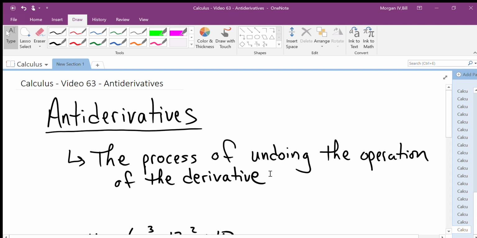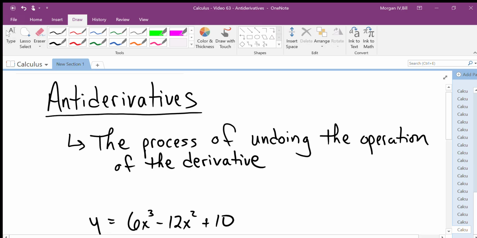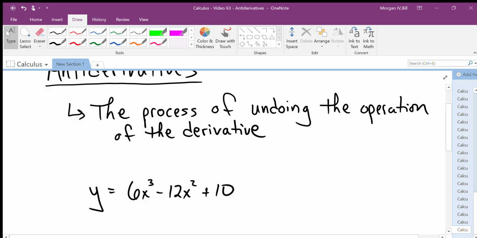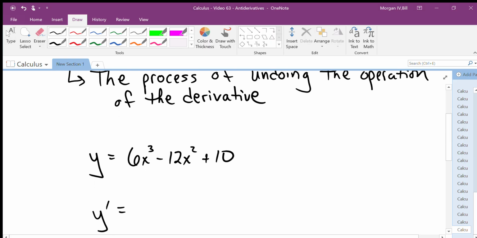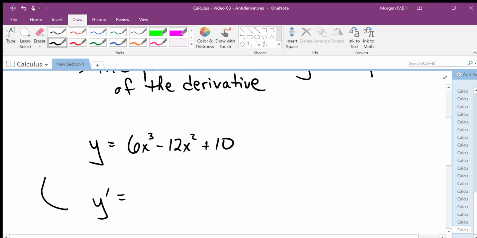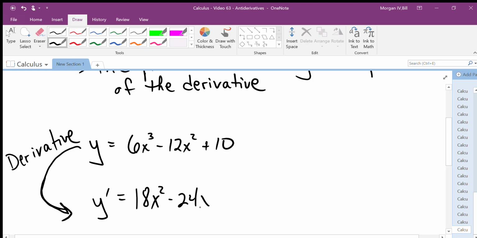Calculus, video 63, antiderivatives. An antiderivative is the process of undoing the operation of the derivative. For example, let's say we have the equation y equals 6x cubed minus 12x squared plus 10, and we want to take the derivative. The derivative, y prime, is equal to 18x squared minus 24x. That's the derivative of our original equation.